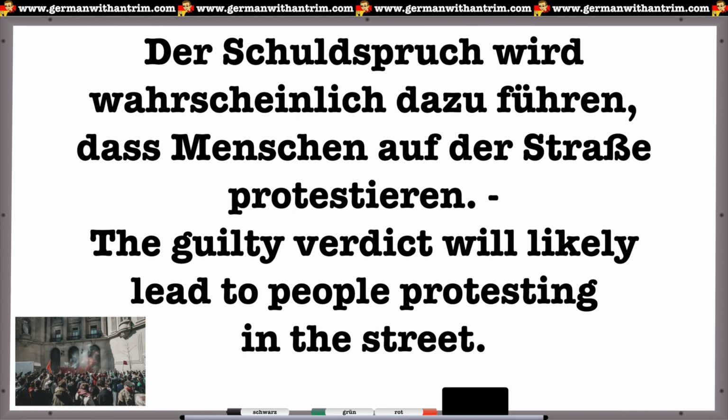Der Schuldspruch wird wahrscheinlich dazu führen, dass Menschen auf der Straße protestieren. The guilty verdict will likely lead to people protesting in the street.